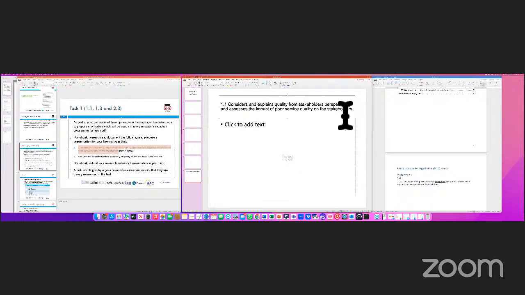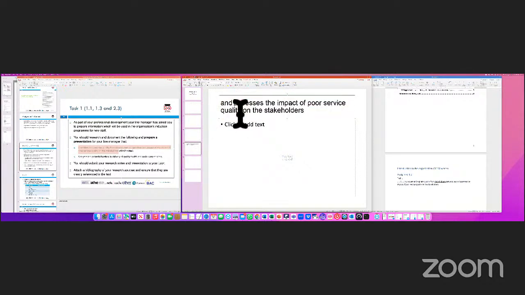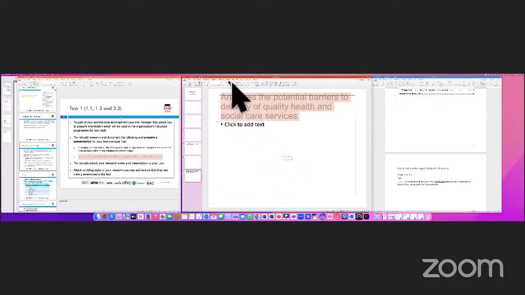And then if I look at the other task, I'm going to copy this and split it into another slide, and this would be essentially task 1.3. The other part talks about assessing the impact of poor quality service on stakeholders. Similarly, for the last one, I would put a heading on the slide, and that would be task 2.3, which is about analysis.